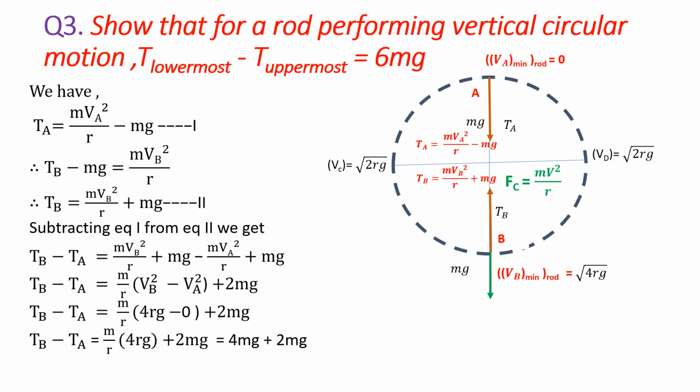Here we can cancel out the term r from the numerator and denominator, and we can write the equation as Tb minus Ta is equal to 4mg plus 2mg. Add these factors. So we can write Tb minus Ta is equal to 6mg. That is, T lowermost minus T uppermost is equal to 6mg.